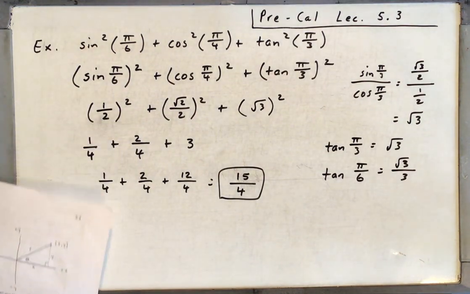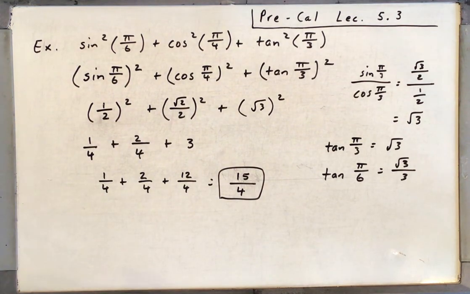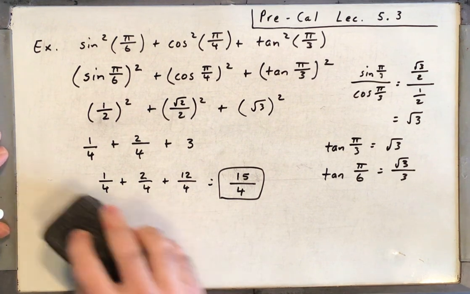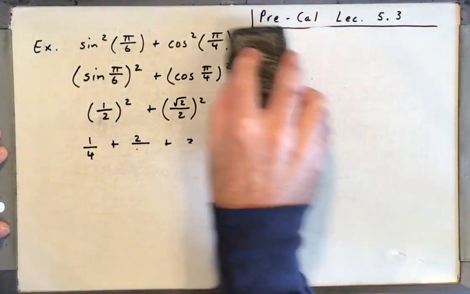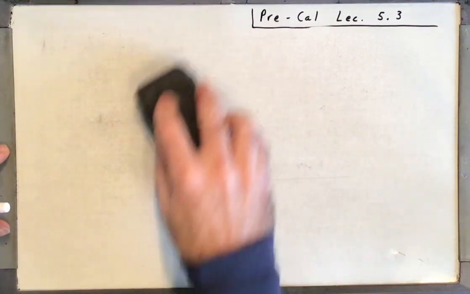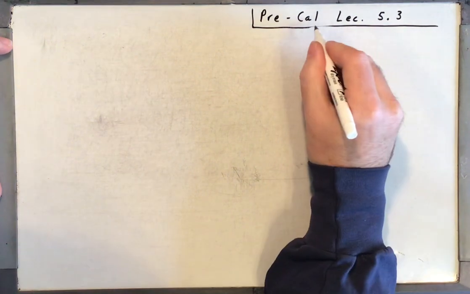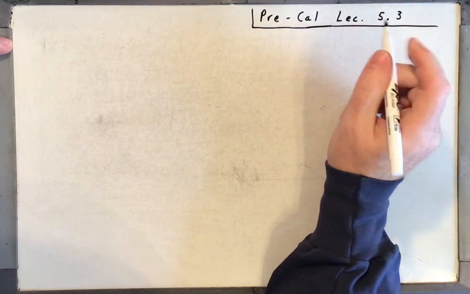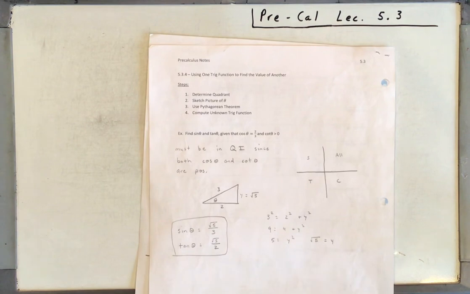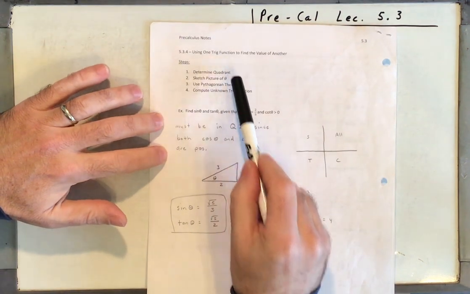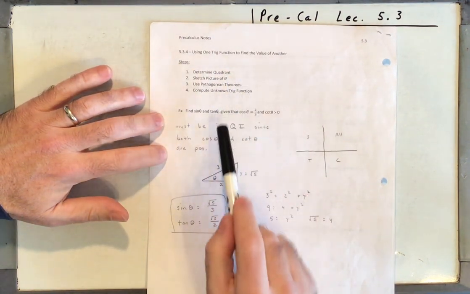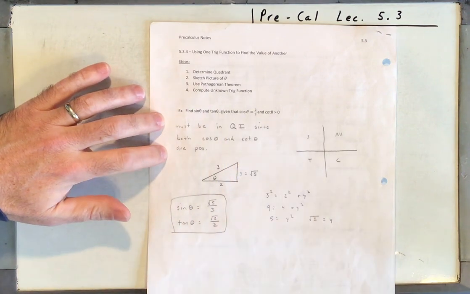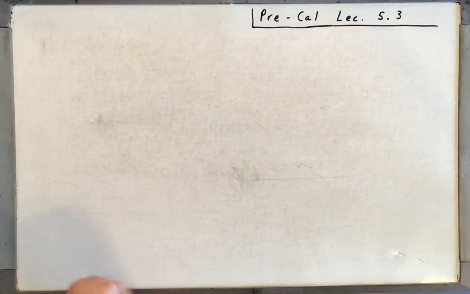All right, and let's finish up. We'll look at the last page of your notes for 5.3. All right, so we're using one trig function to find another. So the way that you do it is you determine the quadrant that the angle is in, sketch a picture, use the Pythagorean theorem, and then compute the unknown trig function.